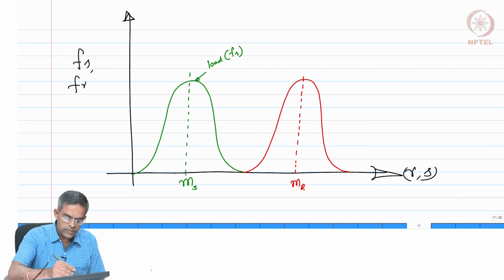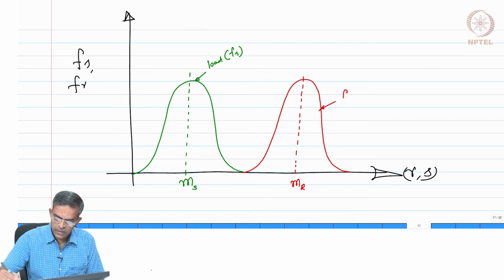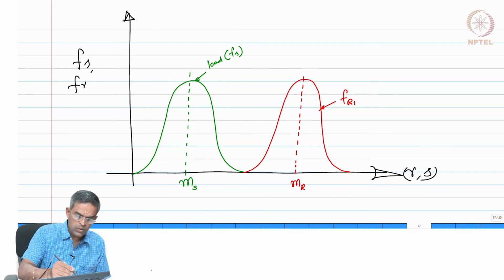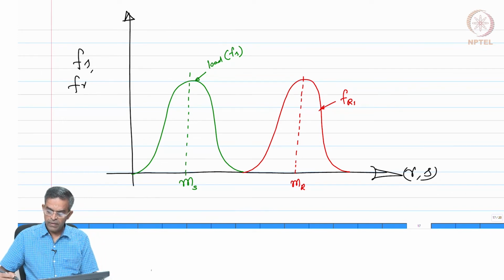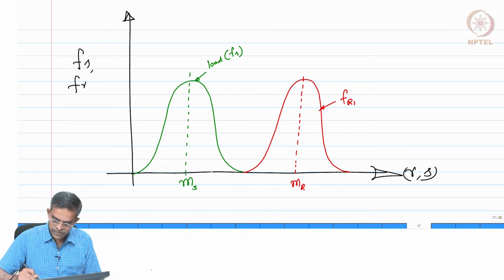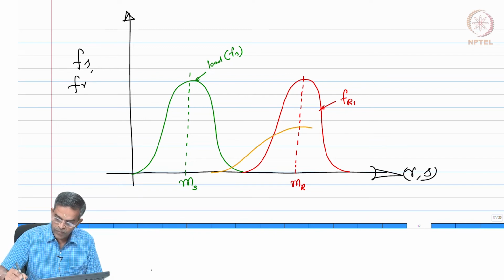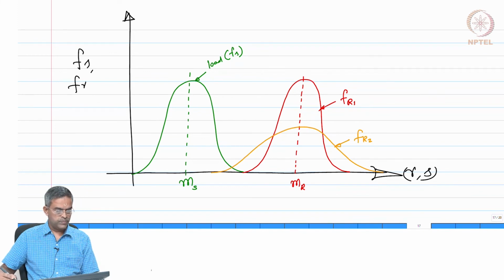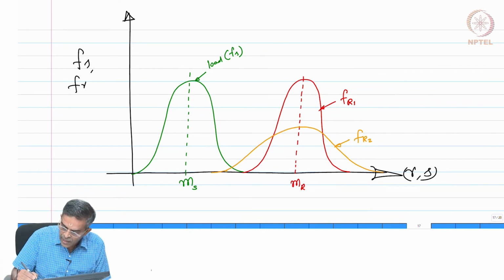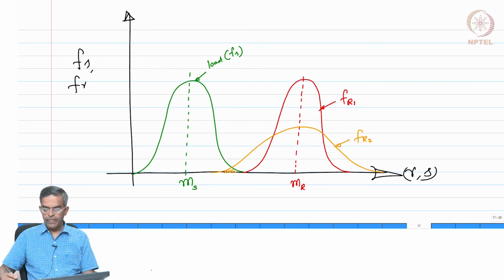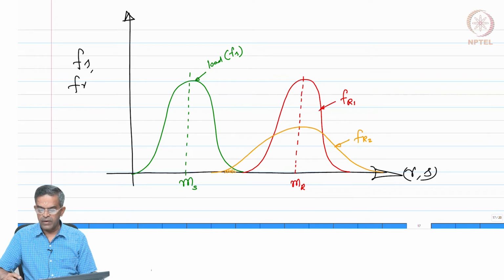We call this FR1. Let us have one more distribution with the same mean but a different standard deviation. So, we call this FR2. Now, you see there is an overlapping area where at any point here strength or resistance is lesser than the load. So, this is the failure area.